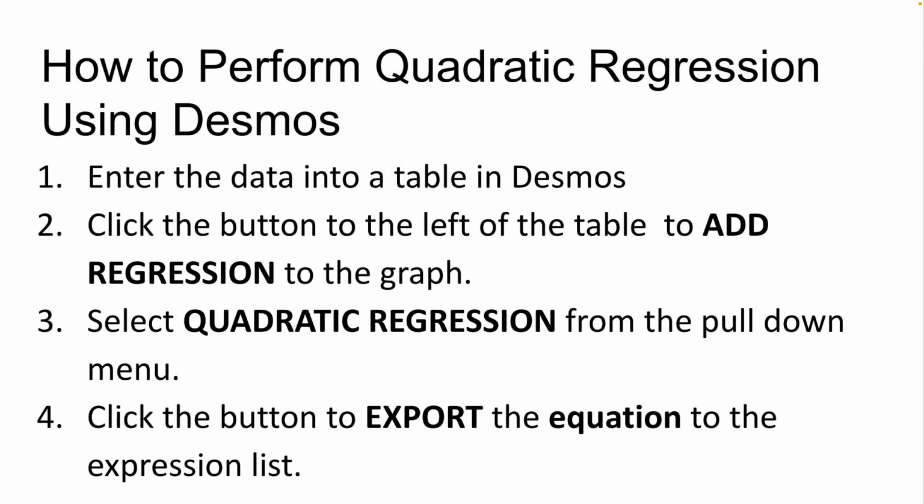Let's summarize how to perform quadratic regression using Desmos. The first step is to enter the data into the table in Desmos. Second, you want to click on the button just to the left of the table to add regression to the graph. Then third, you want to select quadratic regression from the pull-down menu. Then click on the button to export the equation to the expression list. Then use your model to make predictions.